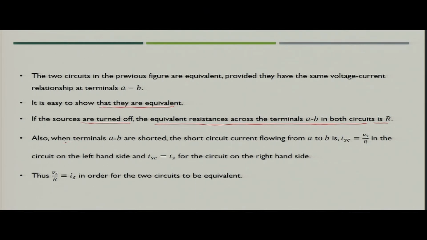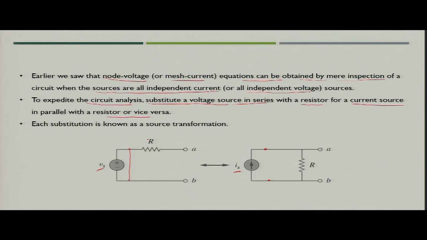Now, if you short circuit the terminals A and B, what would be the value of the short circuit current flowing from A to B? Now, let us see this circuit once again. The circuit is the same as it was previously, and the thing you have to do now is short circuit A and B, and your objective is to find the value of this short circuit current. Suppose it is ISC, so what would be the value of ISC? ISC would be simply Vs by R.